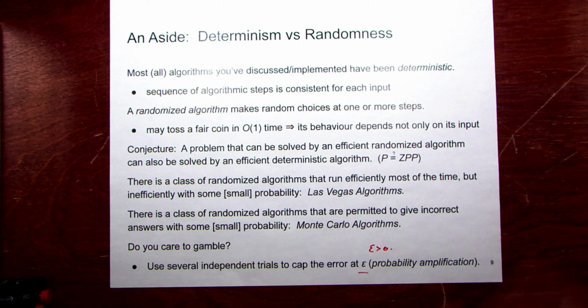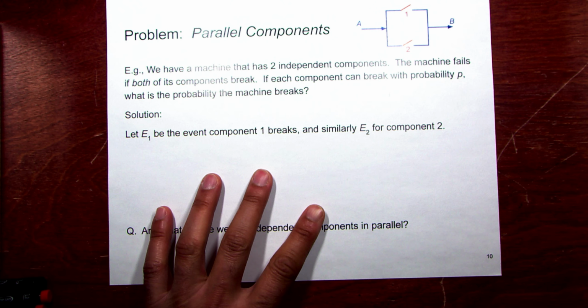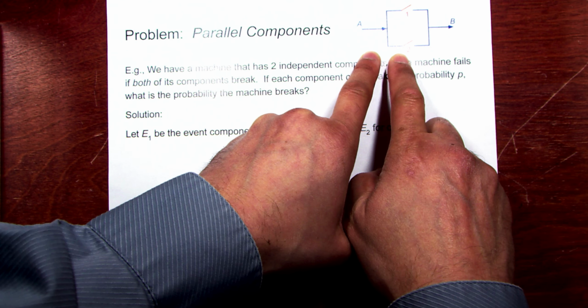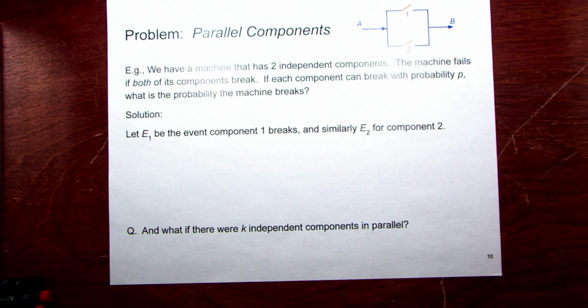Let's start by talking about a circuit, or a machine. Suppose a machine has two independent components, and I've drawn it up here as a circuit where if you find a path from A to B, you're good. The machine is okay as long as there is one path. Each component breaks with probability P, so in this case it's only going to break if both of its components break. So what's the probability the machine breaks?